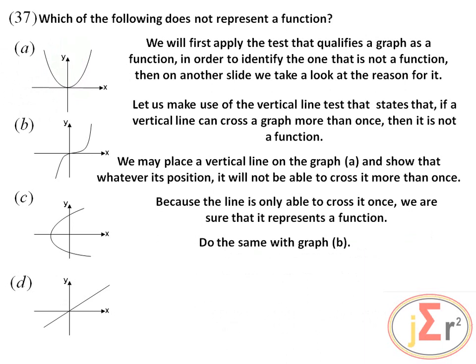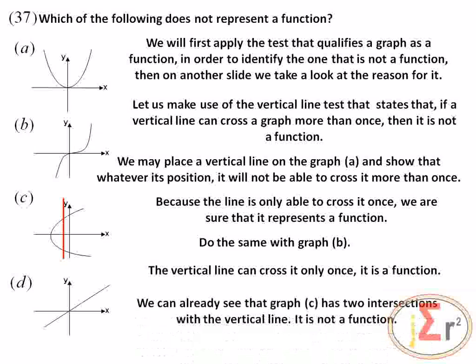Do the same with graph B. We see that it is crossing all the time at only one point. We are sure that graph B also represents a function. The vertical line can cross it only once. It is a function.